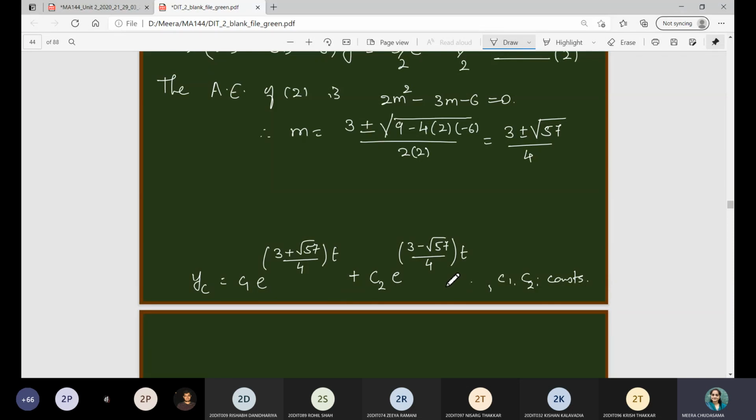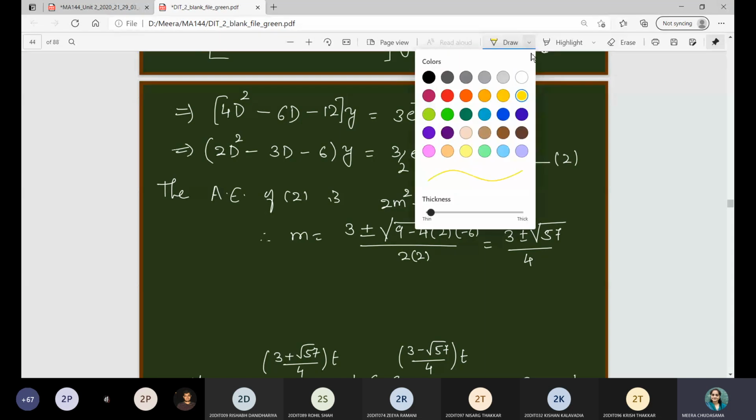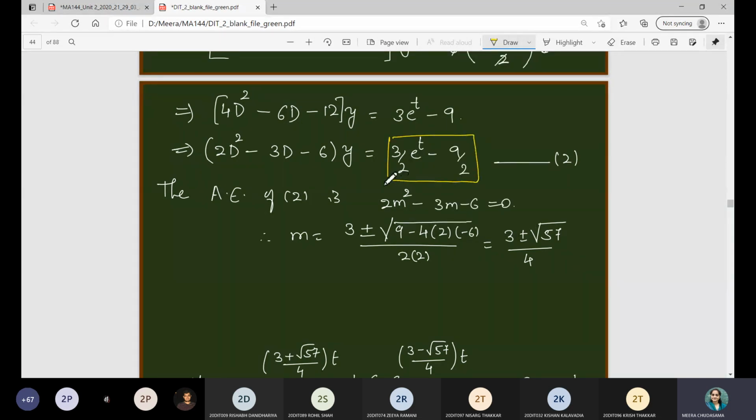So now, since the right hand side is not 0, we have to consider the particular integral, and from the right hand side you can judge what the choice of particular integral will be. What will be the choice of particular integral? A e raised to t plus b. Very good. That is the correct one.